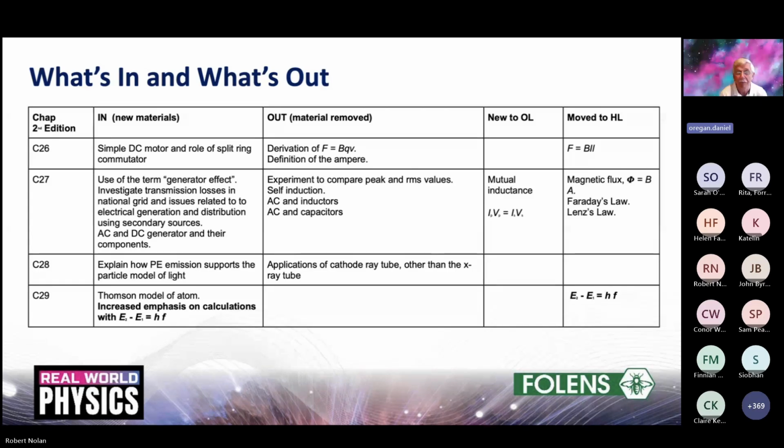The derivation of the formula F equals BQV is gone. The definition of the ampere is gone because they changed it. And the formula F equals BIL for the force on a conductor is moved to higher level. So ordinary level pupils would not be doing calculations with that. However, they still need to know the three factors on which the force depends: the magnetic field, the current, and the length of the conductor.